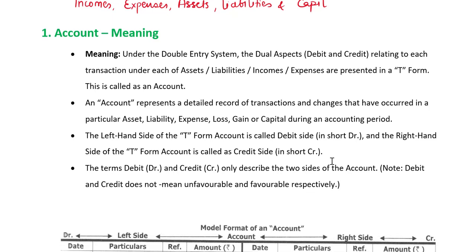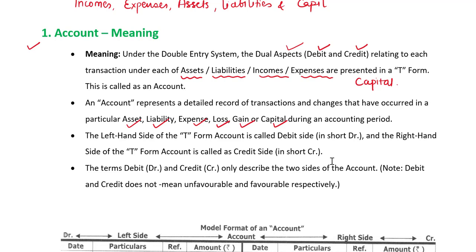Let's move to point number 1. Basically, this point talks about the meaning of account. As I just told you, under the double entry system, that is the dual aspect, we have a debit effect and a credit effect. Assets are shown, liabilities are shown, incomes are shown, expenses are shown, and even the capital is shown. Assets, liabilities, expenses, losses, gains, capital.